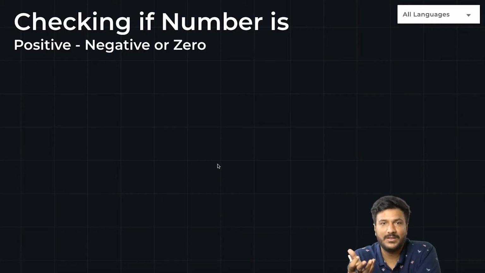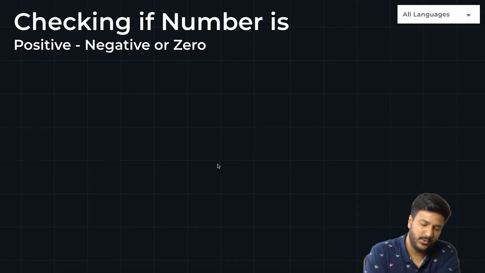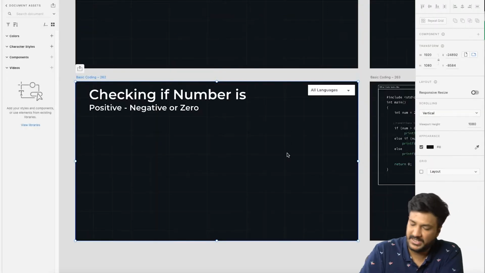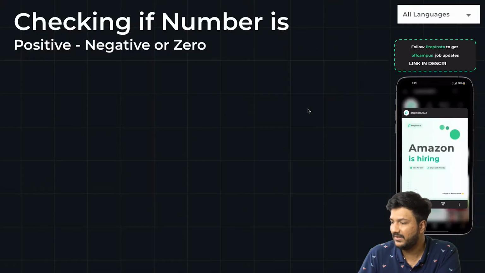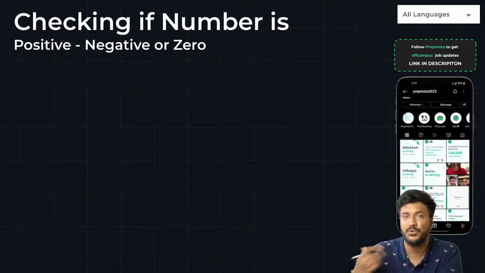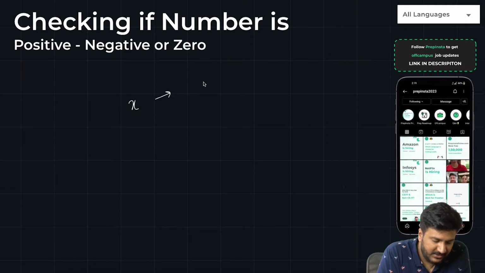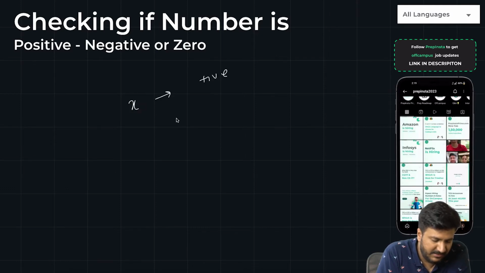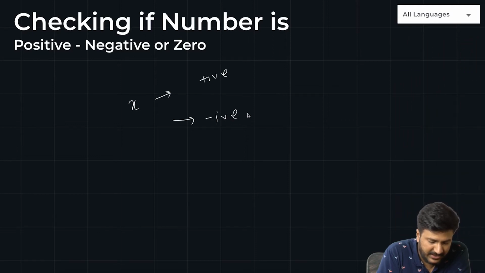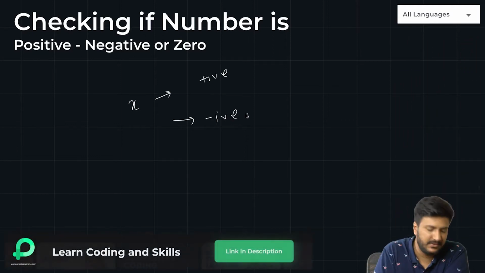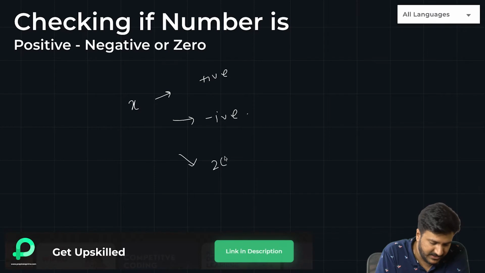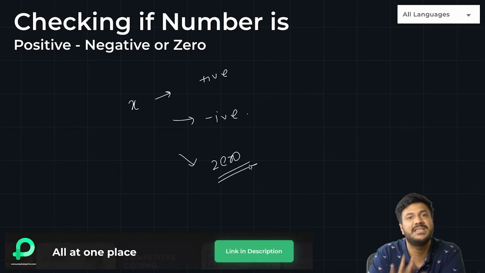So hello everyone, welcome. What we are going to do in this particular video is to understand and be able to write a code that checks if a given number in consideration is positive, negative or zero. So let's say for any number x, there are three possibilities. Either the number can be positive or negative, or if the number is neither positive nor negative, then in the third case, the number has to be zero.